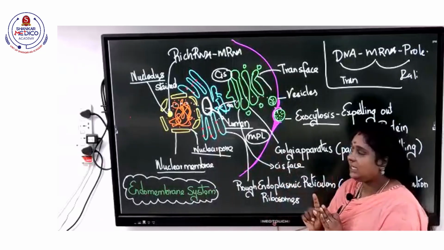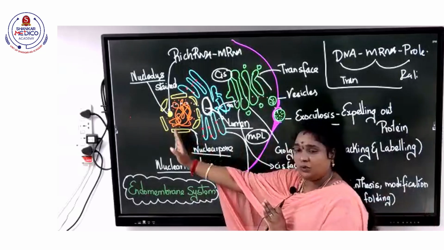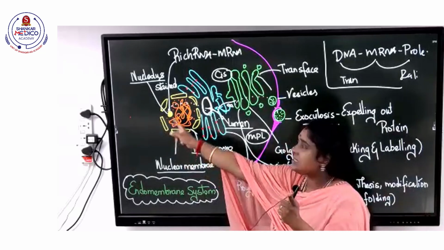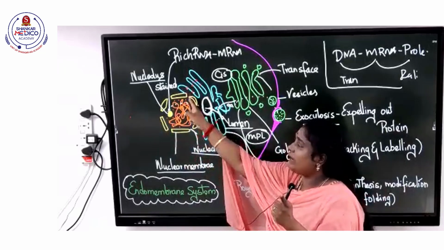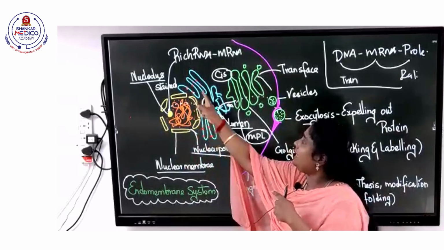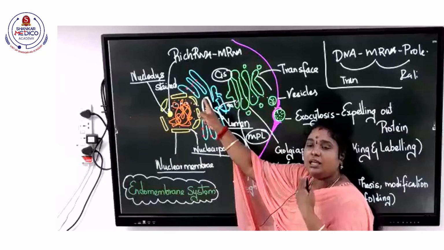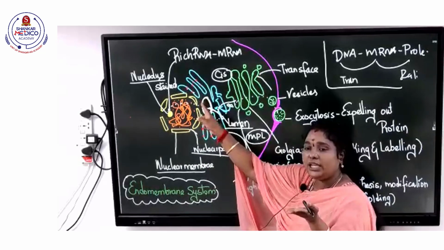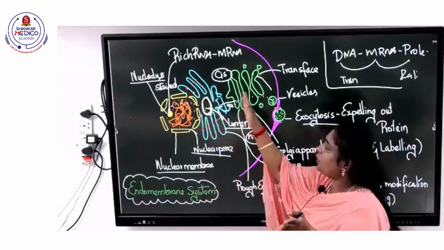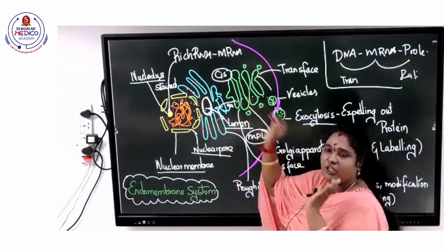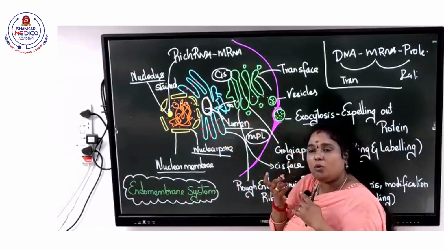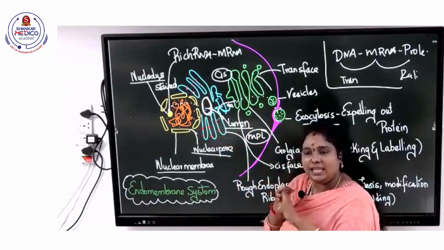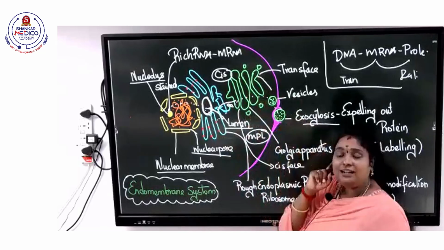Once again, I'm repeating. The nucleus has a densely stained structure called the nucleolus. From here, the RNA moves via the nuclear pore and enters the rough endoplasmic reticulum. Here, the protein will be synthesized and folded. The protein is immature. The immature protein goes to the cis phase of the Golgi apparatus, where they undergo modification, packaging and labeling, and they enter the trans phase.